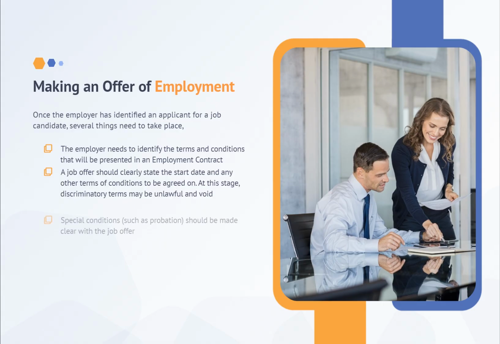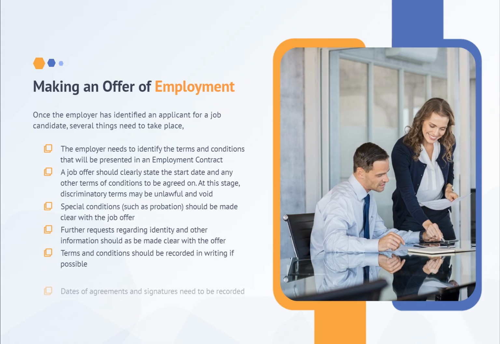Making an offer of employment. Once the employer has identified an applicant for a job candidate, several things need to take place. The employer needs to identify the terms and conditions that will be presented in an employment contract. A job offer should clearly state the start date and any other terms and conditions to be agreed on. At this stage, discriminatory terms may be unlawful and void. Special conditions, such as probation, should be made clear with the job offer. Further requests regarding identity and other information should be made clear with the offer. Terms and conditions should be recorded in writing if possible. Dates of agreements and signatures need to be recorded.